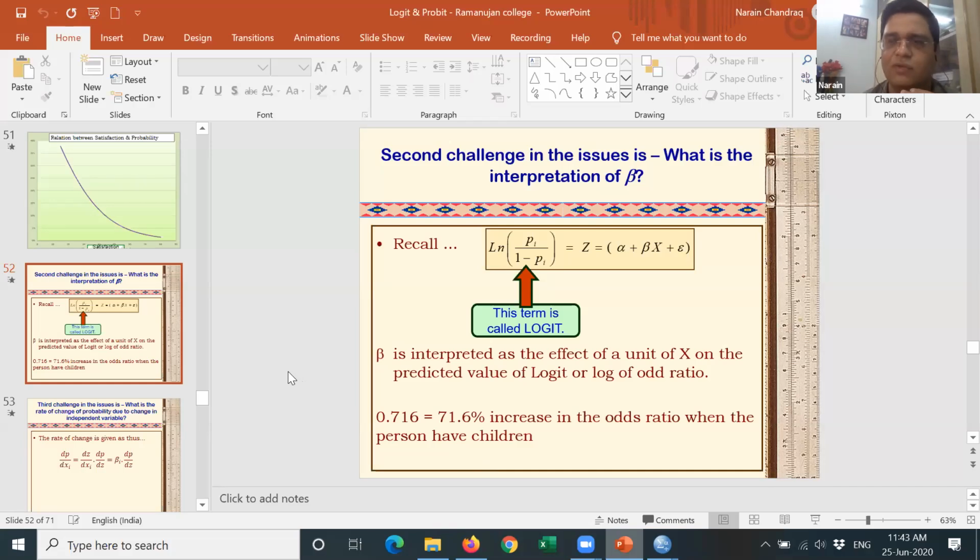Reading from the sign is a very simple task. Marriage satisfaction is negatively related, you also expect it to be negatively related, and you get a negative relationship. But as far as the interpretation of the coefficient is concerned, that requires some more deliberation from both sides.